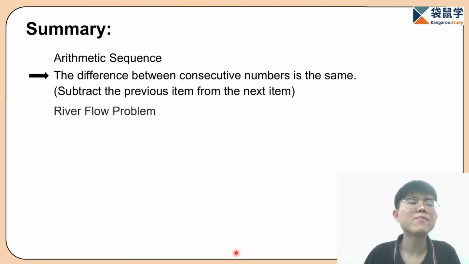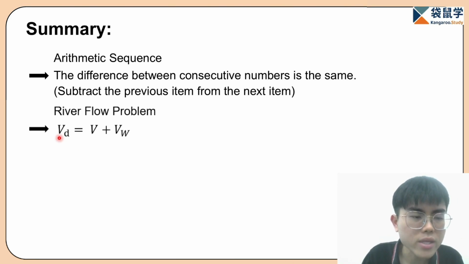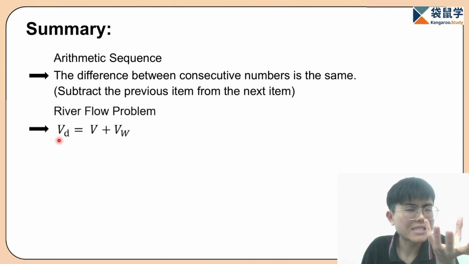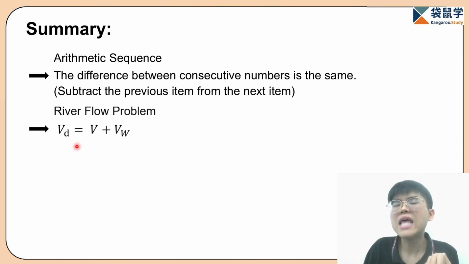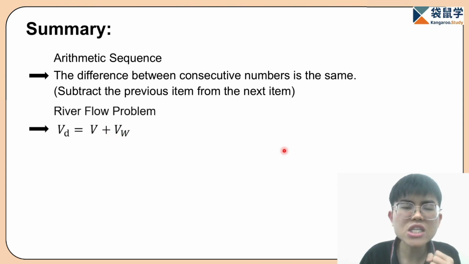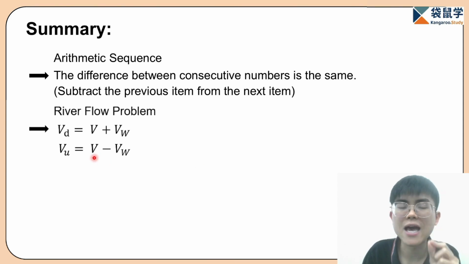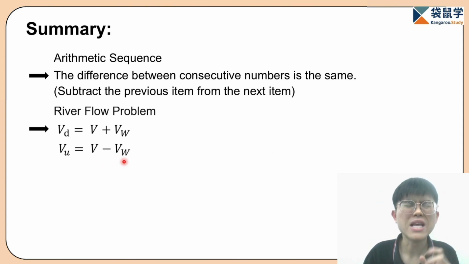And then we have the river flow problem. The first thing, if it is going downstream, this is the speed going downstream. If some object is going downstream, then the speed of the object will be the speed itself plus the speed of the water. If it is going upstream, then the speed of the object will be the speed itself minus the speed of the water. This is what we know from the river flow problem.